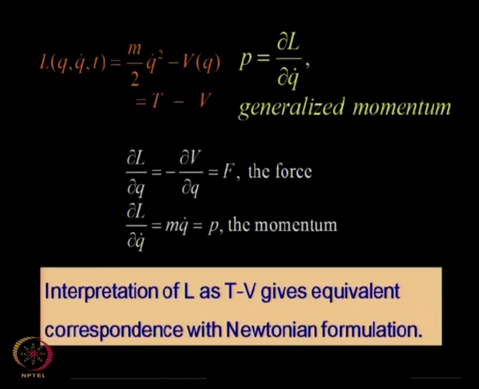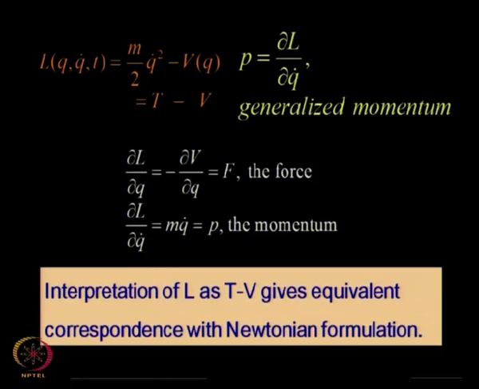And what we have achieved by this particular recognition of the Lagrangian as T minus V is a complete equivalence with the Newtonian formulation. The foundations are completely different. The foundation of Newtonian mechanics is the principle of causality, the cause-effect relationship, the linear response formalism. The foundation of Lagrangian mechanics is the principle of variation. They have nothing to do with each other.